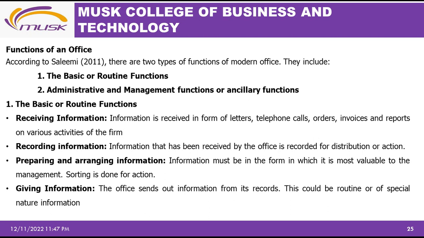Number 1 is receiving information, and we are saying information is received in form of letters, telephone calls, orders, invoices, and reports on various activities of the firm. The other one is recording information. Information that has been received by the office is recorded for distribution or action. The other one is preparing and arranging information. All those are basic or routine functions.